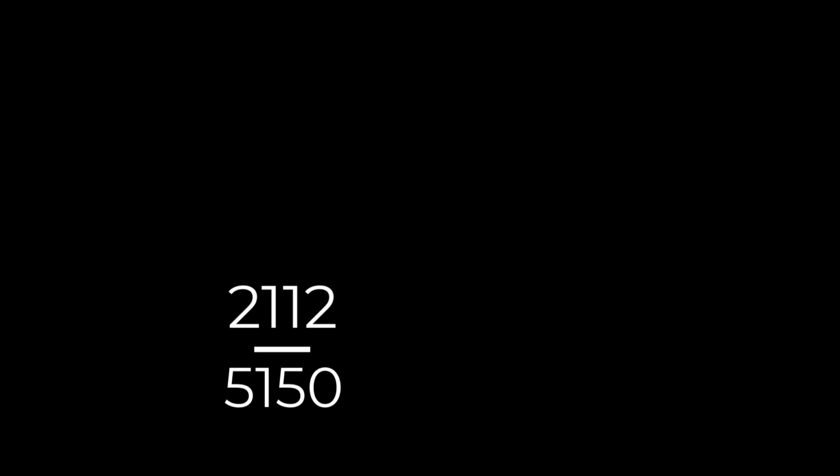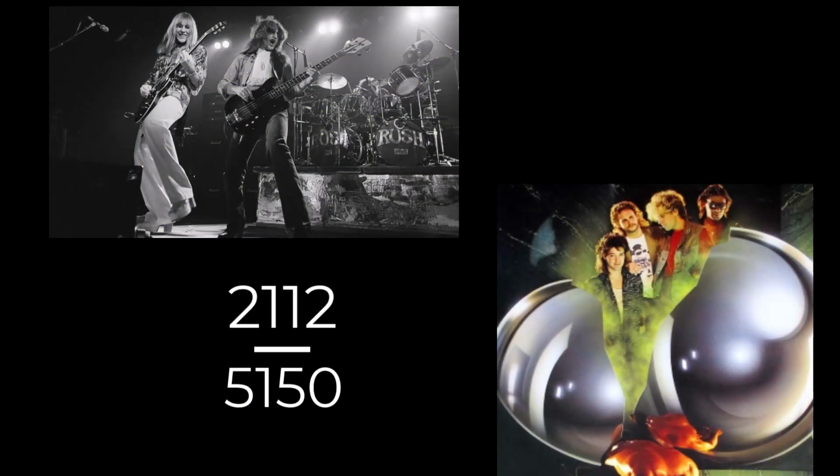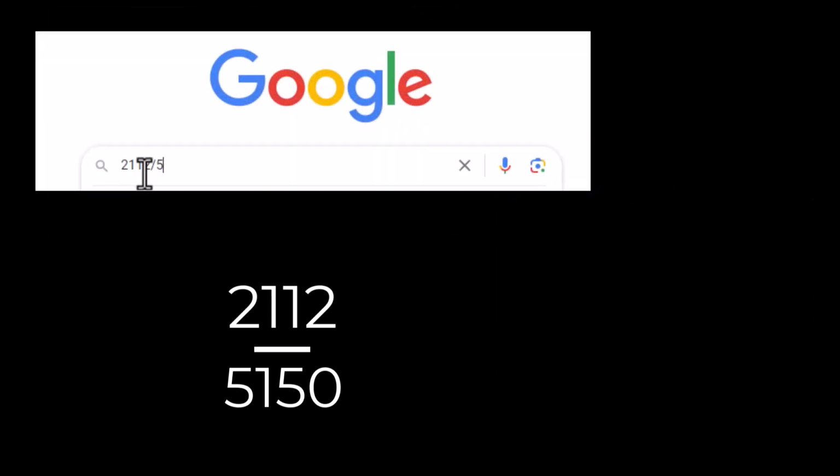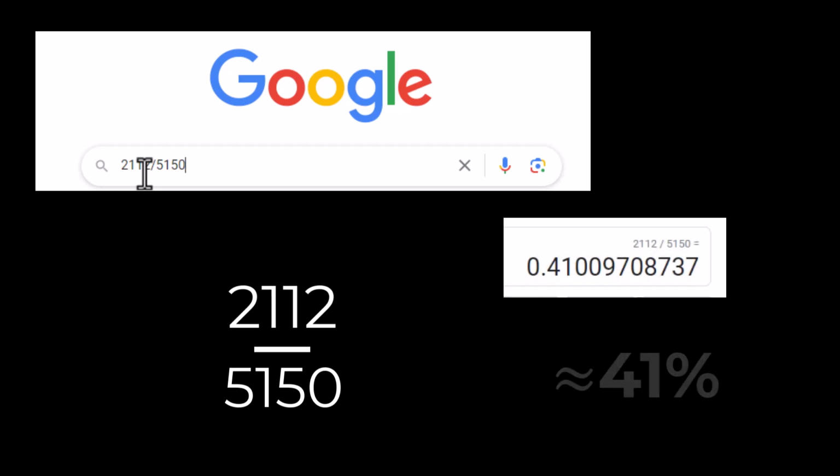Okay, let's bring in the next one, which was 2,112 over 5,150, which is simply a tribute to 2 of my favorite bands, but also intended to get us some practice with some that are not obvious. Like, you might not look at this and realize right away that it's about equal to 40%, but it is. And more importantly, if you don't know that, it's okay, because the calculation takes care of it for you.